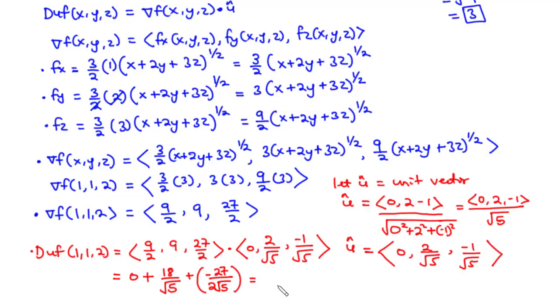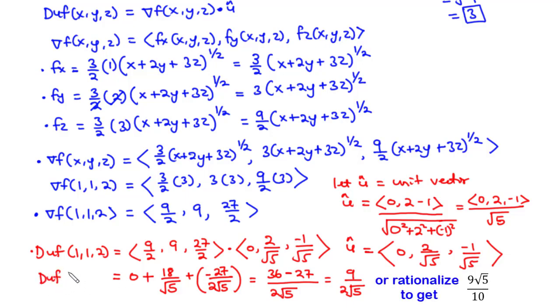Now we want to find the LCM. The LCM becomes 2 root 5. So 2 root 5 divided by root 5 is 2. 2 times 18 is 36. So we have 36, and then minus, 2 root 5 divided by 2 root 5 you have 1, 1 times 27, so that is 27. Now 36 minus 27 is equal to 9. So we have 9 over 2 root 5. And this happens to be the directional derivative of the function at the point (1, 1, 2).